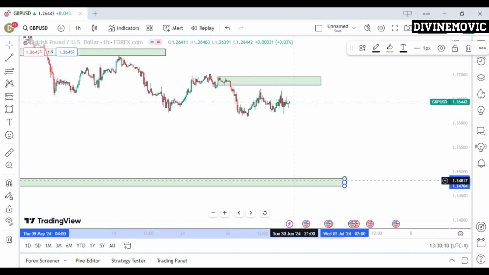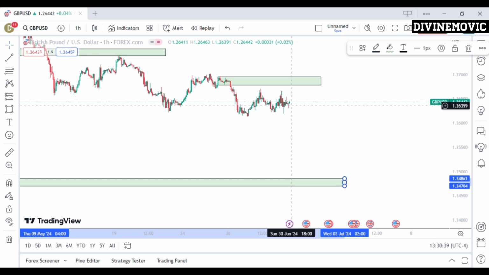Now, how do you know if the supply zone is going to hold? There are certain things I want to see first before I choose if the supply zone is going to hold. That brings us to the next step, which is identifying liquidity. You want to define these zones on the 1 hour time frame and also identify liquidity on the 1 hour time frame.